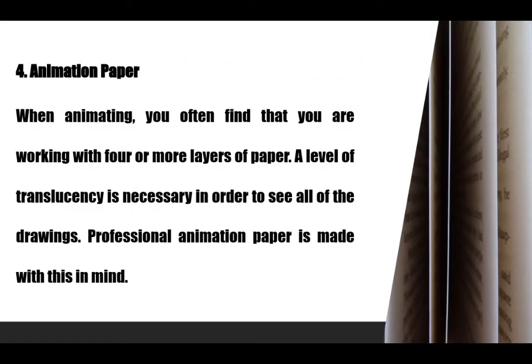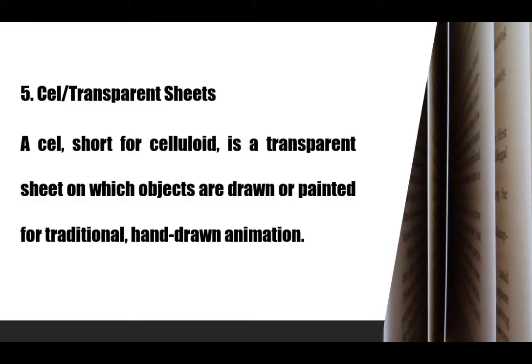Next we have the animation paper. When animating, you often find that you are working with 4 or more layers of paper. A level of translucency is necessary in order to see all the drawings. Professional animation paper is made with this in mind. For the fifth one, we have the cell or transparent sheets. A cell, short for celluloid, is a transparent sheet on which objects are drawn or painted for traditional hand-drawn animation.